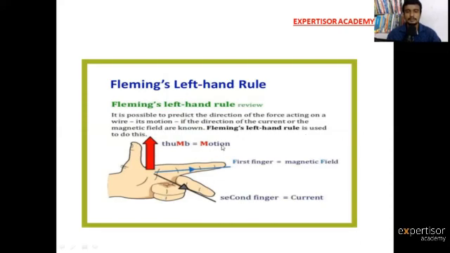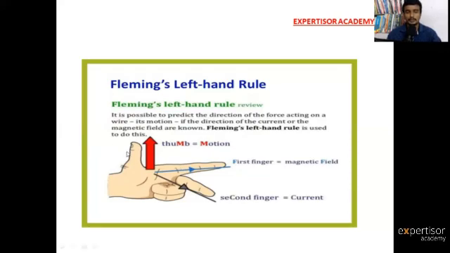See here. Thumb represents the motion of the particle or direction of the force applied on the particle. Next, the forefinger, the first finger, represents the magnetic field. Here, the middle finger represents the current carried by the conductor. See once again, this is the left hand. You have to keep your left hand fingers, particularly thumb, first finger and second finger, or middle finger, any two fingers in perpendicular.